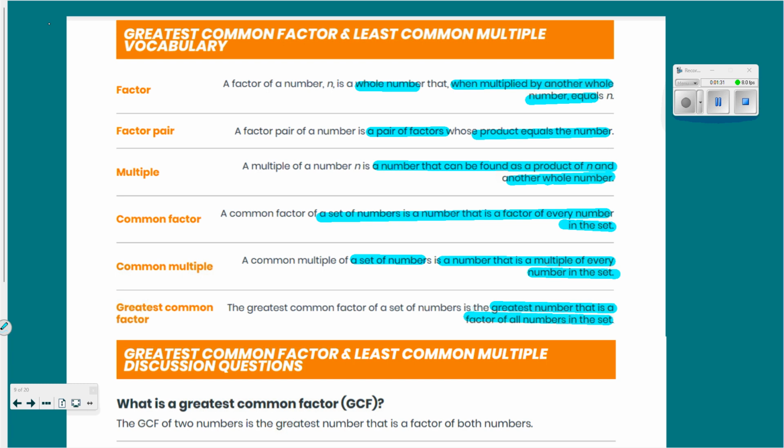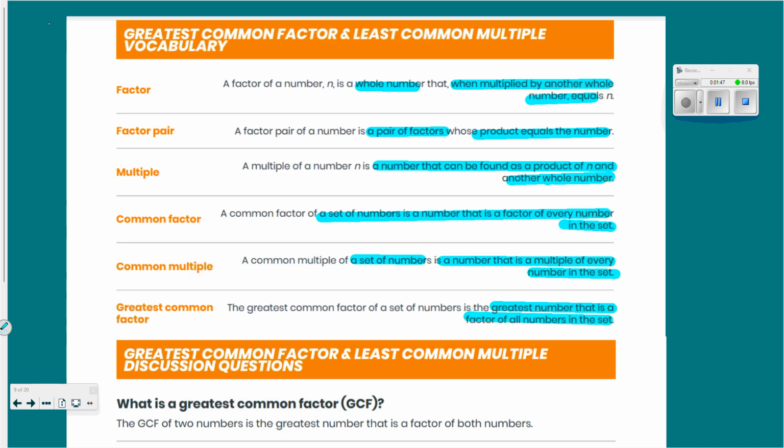The common multiples, when I take a set of numbers, again, I'll give you two or more numbers to start with, and say, what is a common multiple? In other words, when I multiply those numbers out, my whole numbers, where do they meet? And then multiply them out.